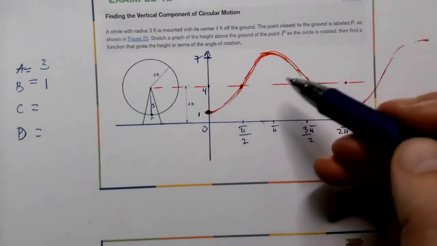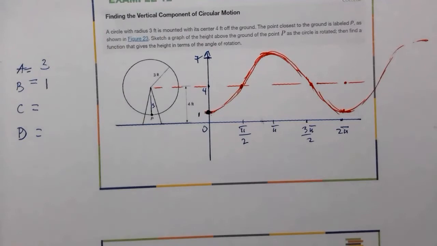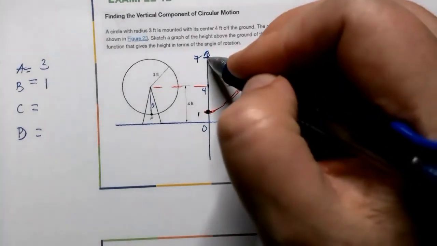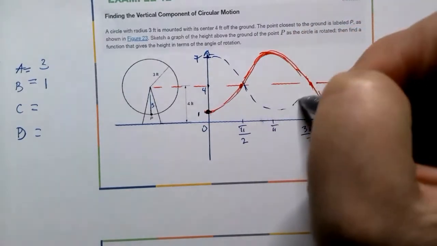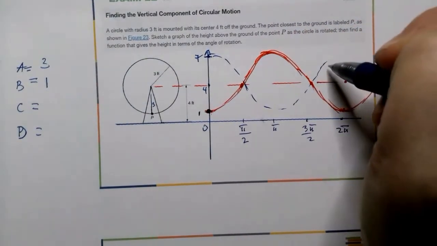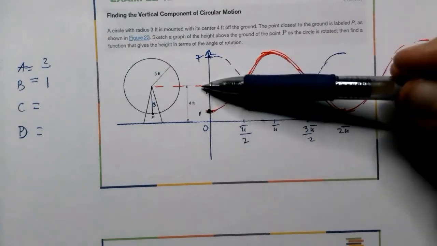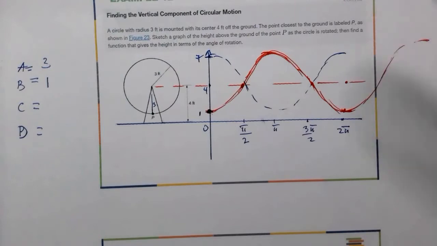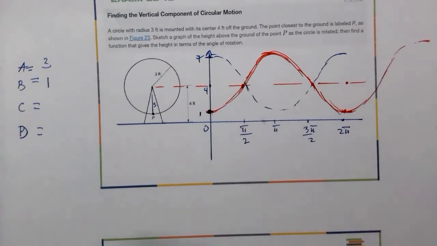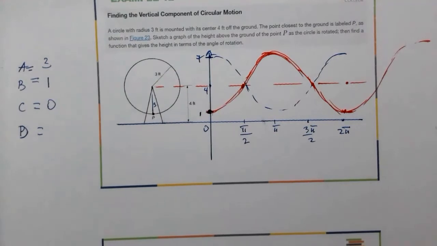Well, I would say there is no shift. It's just the cosine function upside down, right? So if we were to actually rotate it about the midline, this is what we get, and that's our perfect cosine function. So no, there is no phase shift.